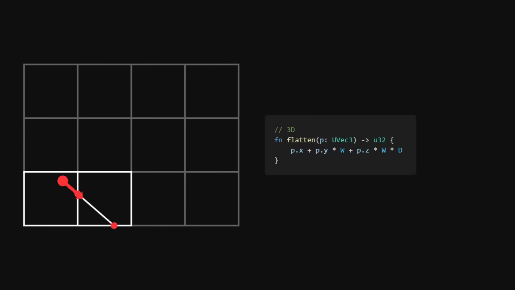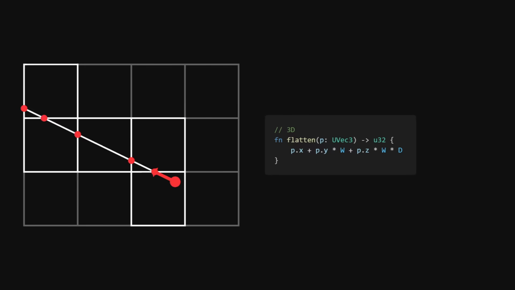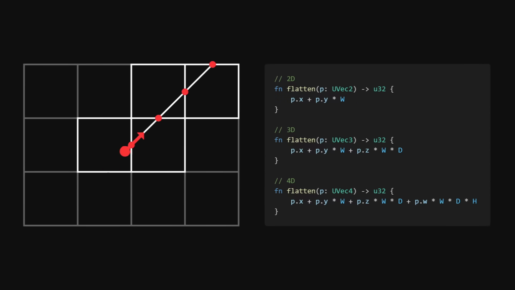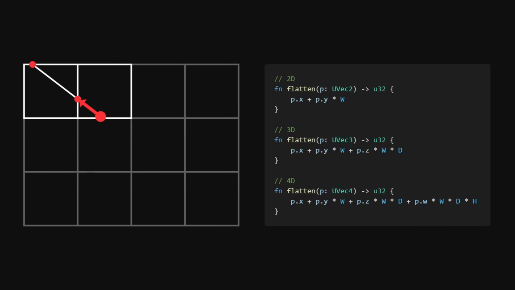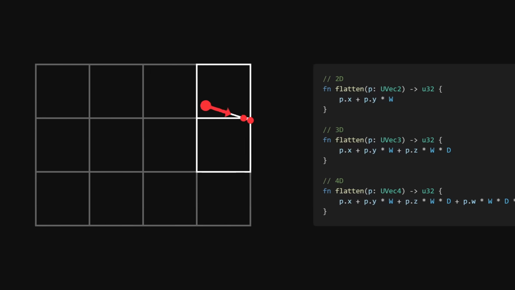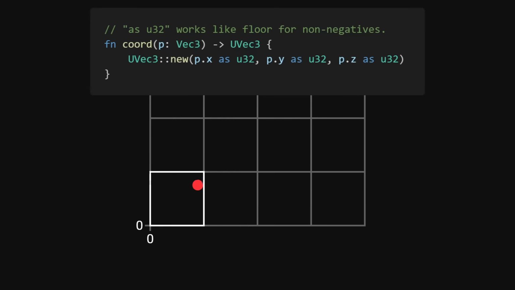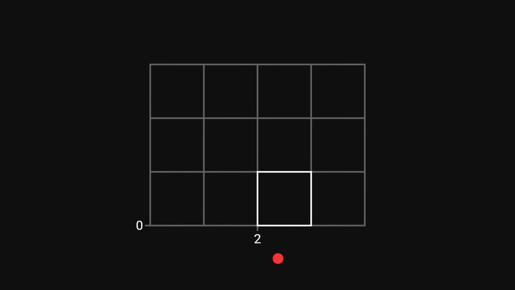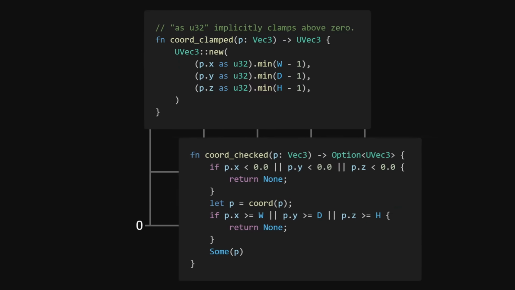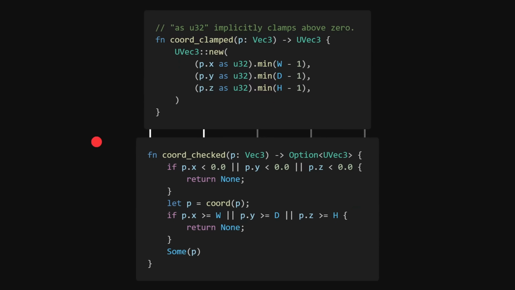Going forward, the visualizations will be in 2D, and the math and algorithms will be in 3D, but all of it works in any dimension you want, with only a few minor modifications. Finally, we need to be able to convert an arbitrary position in space to the corresponding voxel coordinate, and for that, we'll just take the floor of each component. If this position has the possibility of being outside of the grid, due to numerical errors or actually being outside, we'll have to clamp it or check it to make sure we don't access out of bounds.